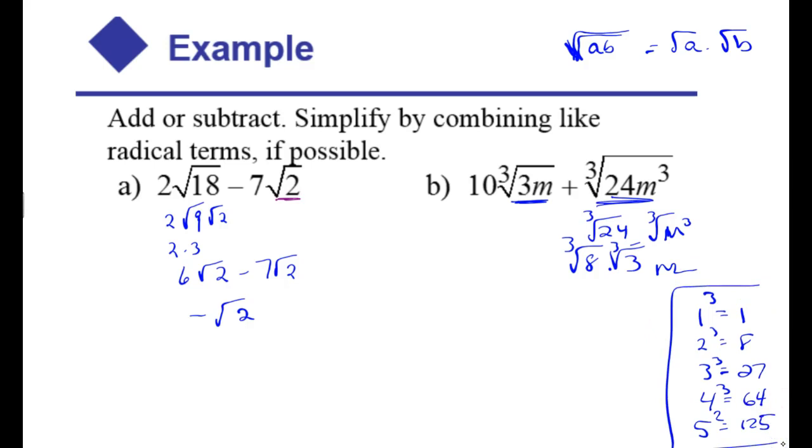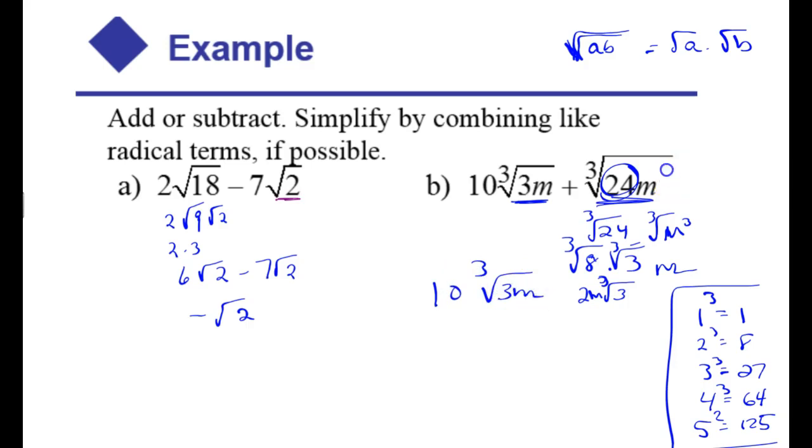So you can work on simplifying cubes, and you can see that 24 can be broken down into picking a perfect cube of 8. So the cube root of 8 is 2, and I'm going to bring the m out front. So this is 2m cube roots of 3. So now I've got 10 cube roots of 3m.